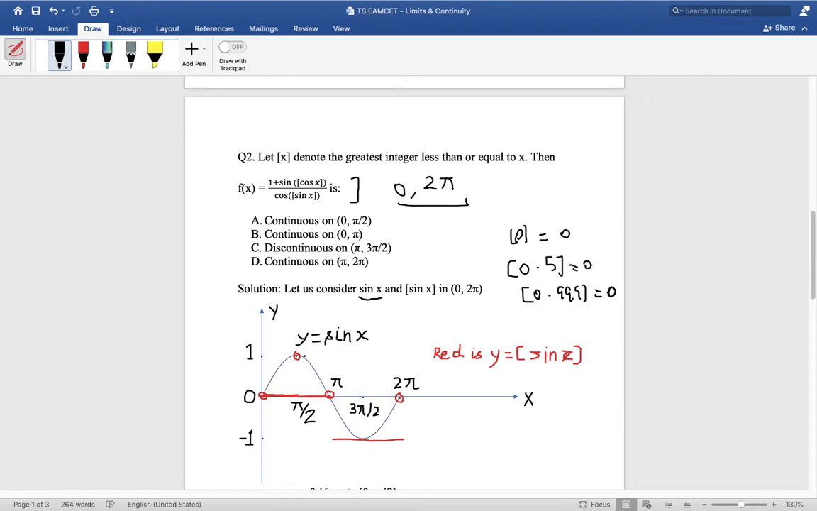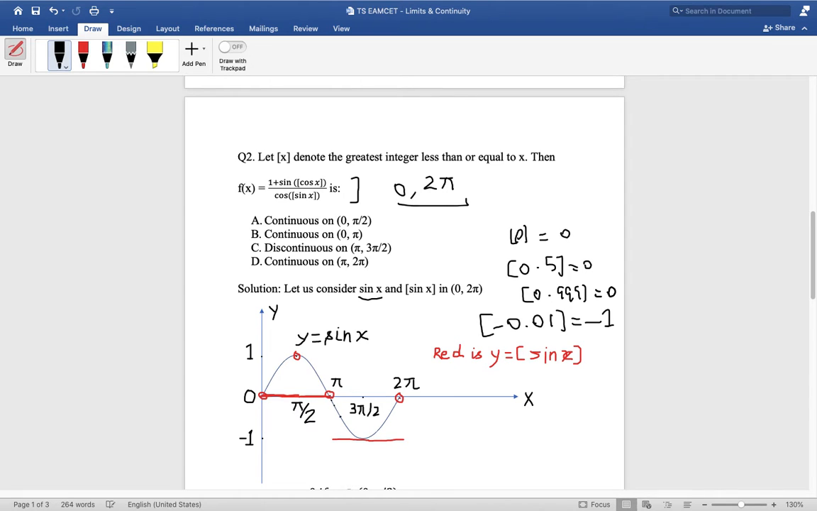Again, when we cross pi by 2 to pi, all these values lie between 1 and 0, so the greatest integer again will be 0. Now, as soon as I cross pi, the value lies between 0 and minus 1. So greatest integer function of minus 0.01 is equal to minus 1. We know that, right? So for this point, just after crossing pi, the greatest integer function is minus 1. So it lies over here.